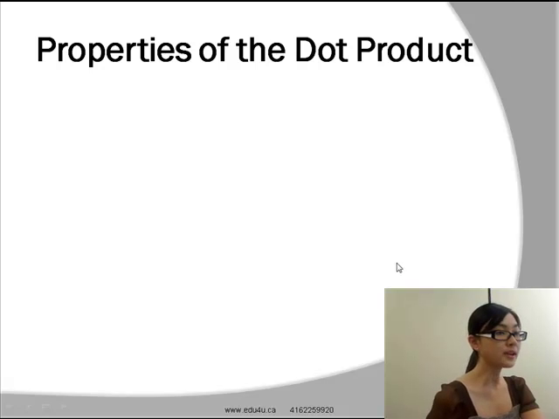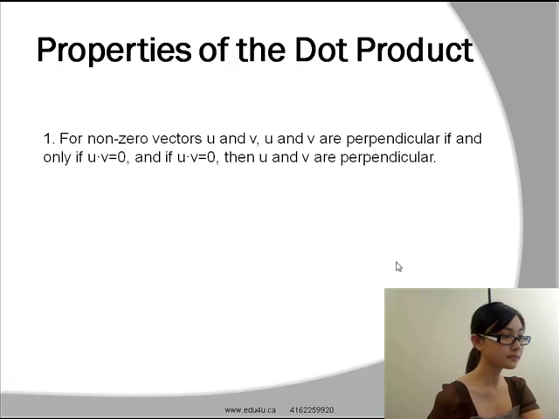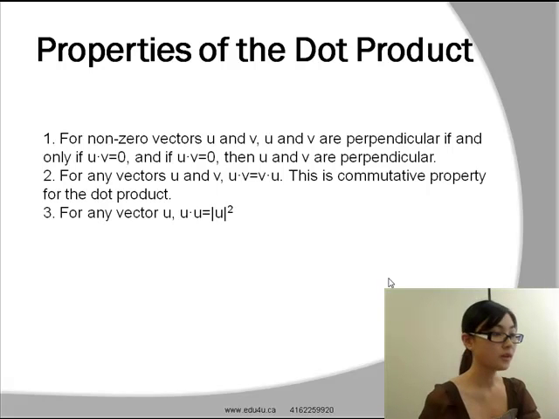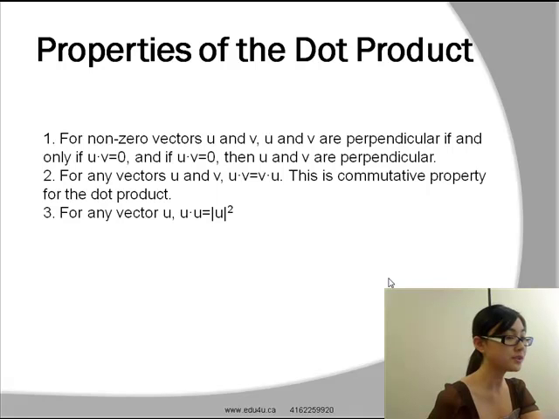There are several properties of the dot product. For any non-zero vectors u and v, if these two are perpendicular to each other, then the dot product u dot v will be equal to 0. For any vectors u and v, u dot v is equal to v dot u. This is the commutative property for the dot product. For any vector u, u dot u is equal to the magnitude of u squared.